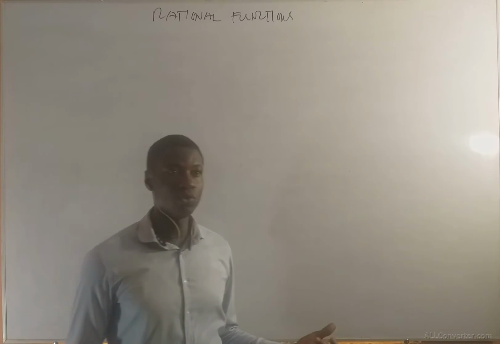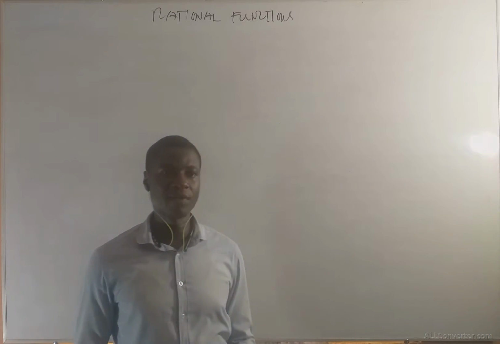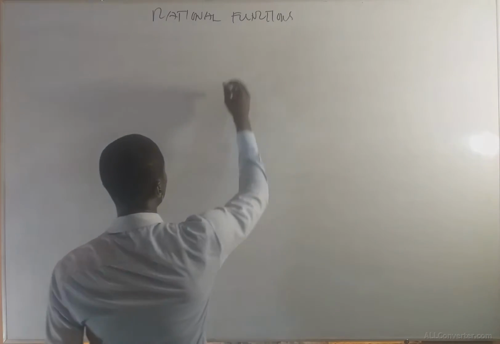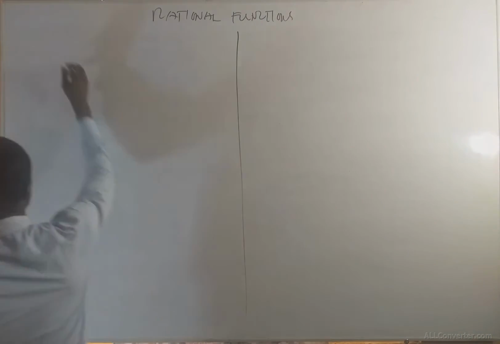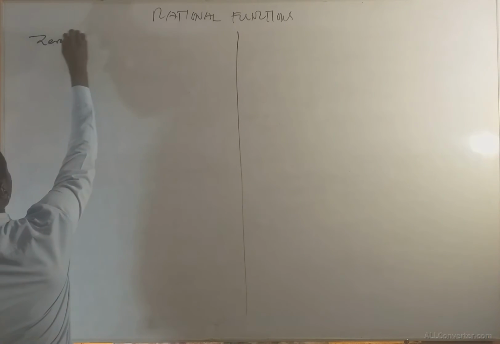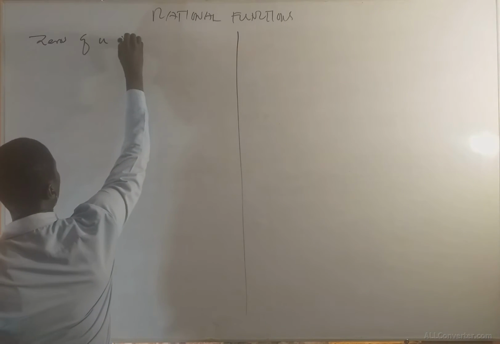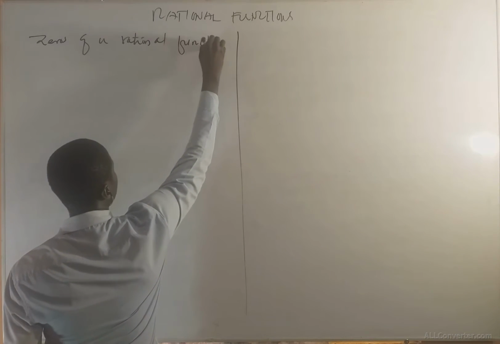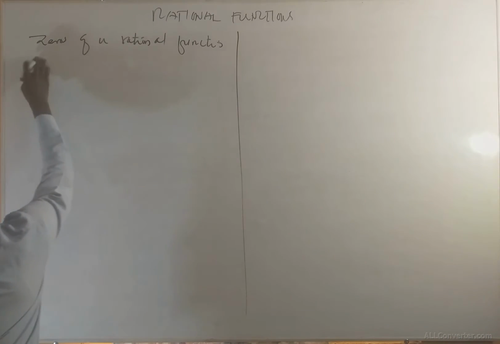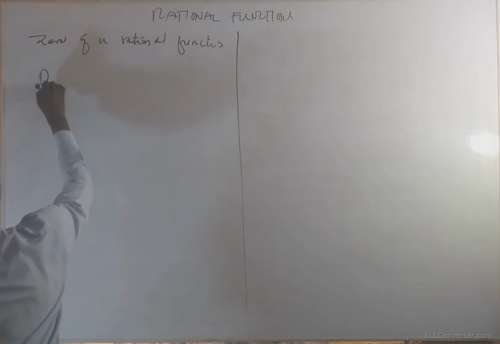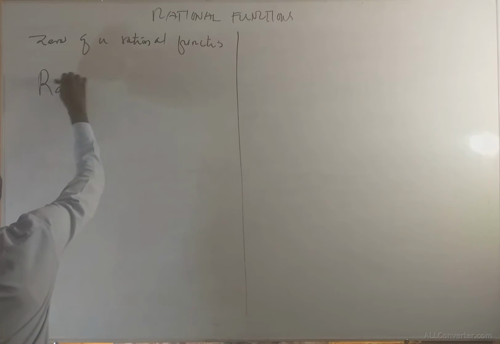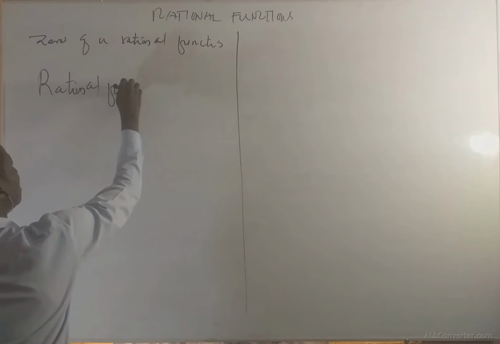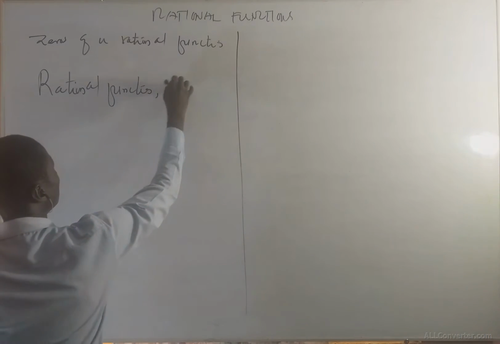Now, we are going to look at what we call zeros of a rational function. Zeros of a rational function. That's what we are going to look at in this episode. Now, let's assume that we are given the rational function f of x.